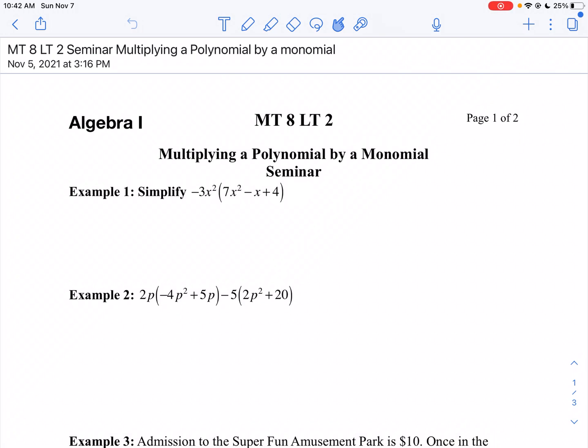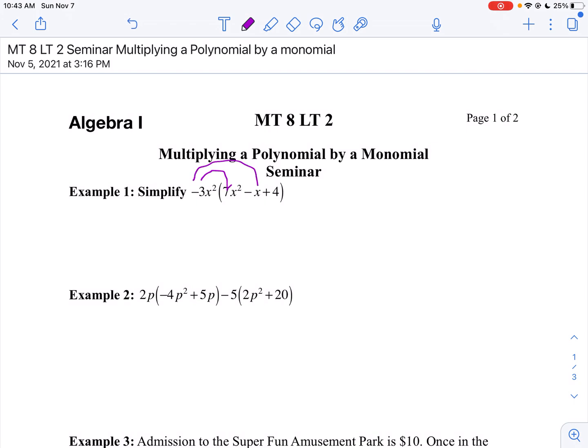Hello, in this lesson I want you to multiply a polynomial by a monomial. I want you to solve equations involving products of monomials and polynomials. First thing we're going to do is we're just going to distribute. That's all you're going to do when you take a monomial times a polynomial.